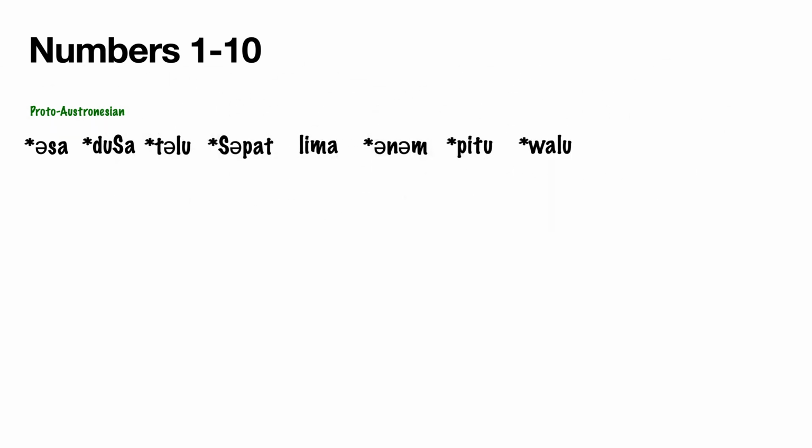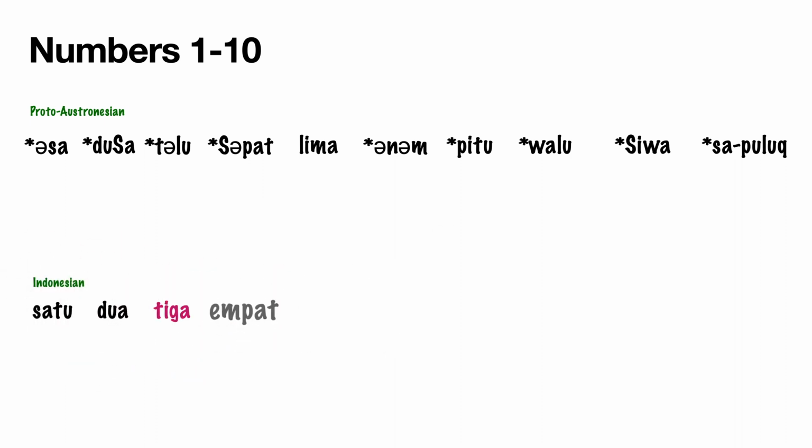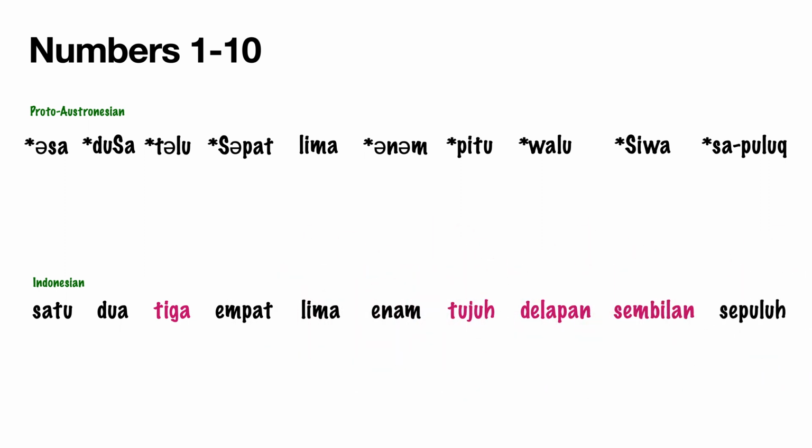As an overview, these are the Proto-Austronesian numbers from 1 to 10. Esha, dusa, telu, sepat, lima, enam, pitu, walu, siwa, shapulu. And here are the Indonesian ones. 1, 2, 3, 4, 5, 6, 7, 8, 9, 10. 3, 7, 8, and 9 have different roots.